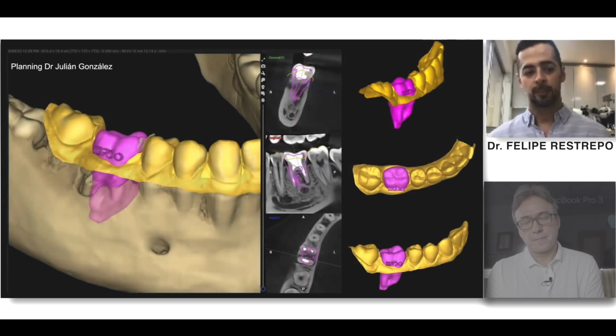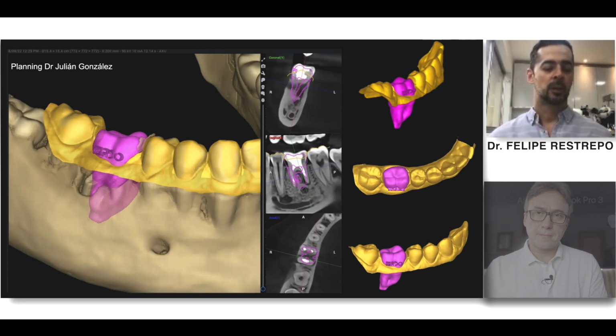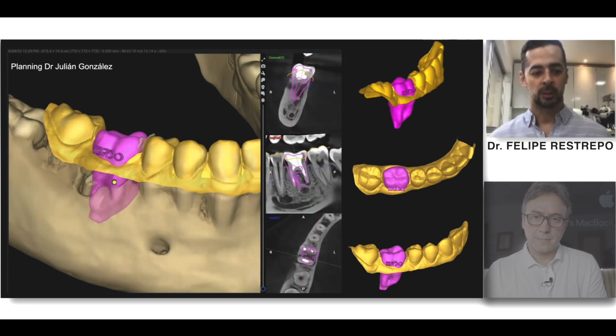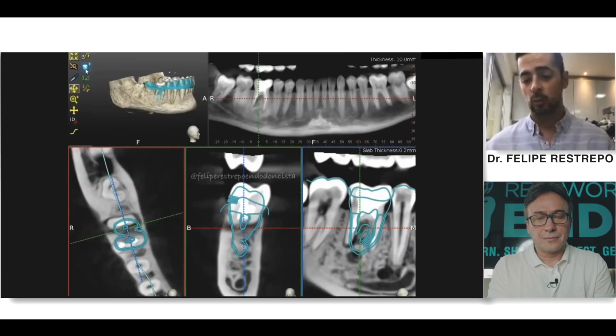So we did the planning, and as you saw in the previous case, we do the surgery virtually with the help of my friend Dr. Julian Gonzalez from Mexico. And we position the tooth in the specific place that we wanted, both buccolingual, mesiodistal, and also angulations. And we create this new STL. This is the new STL of the already transplanted third molar. This is what we put into the Navident. So here we have it in the Navident.